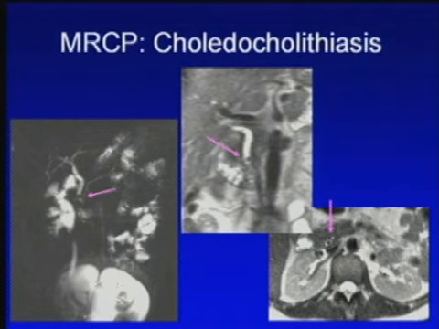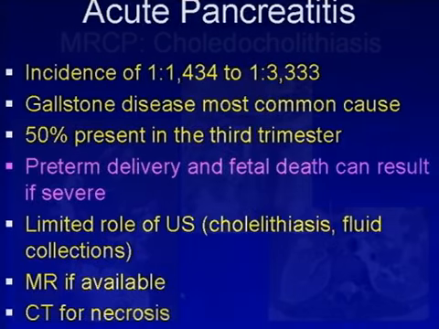And here's an example of a woman who had a twin pregnancy here, and we see that there is, on this thick slab image, a filling defect in the common bile duct consistent with a stone, and we can also appreciate that on the coronal and axial HASTE images.